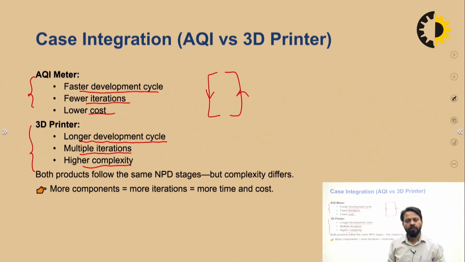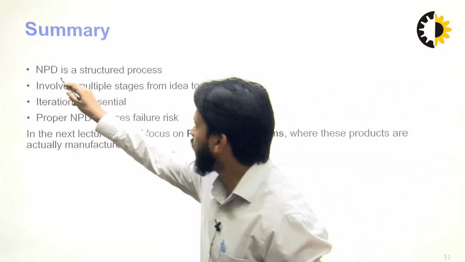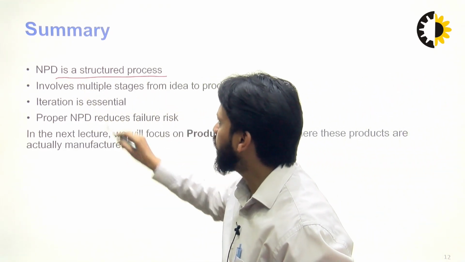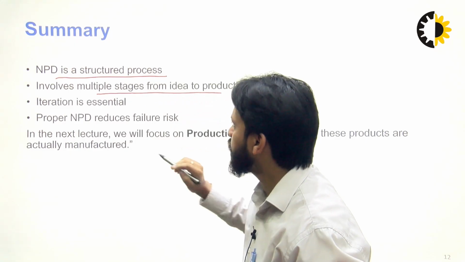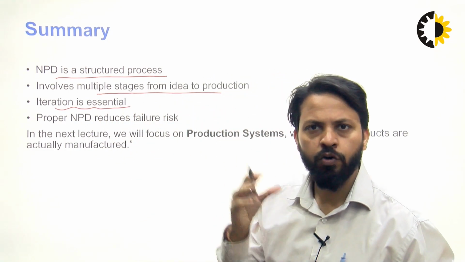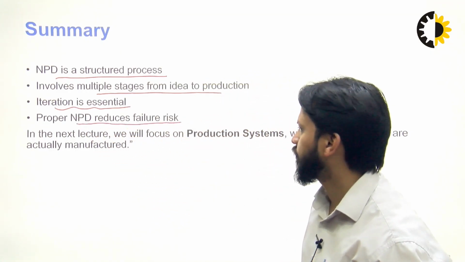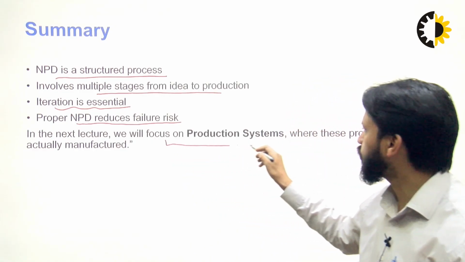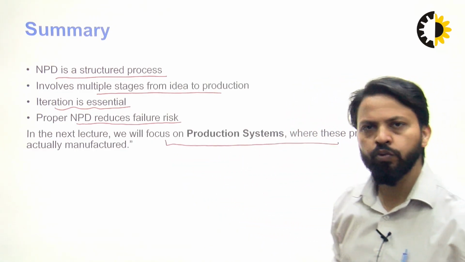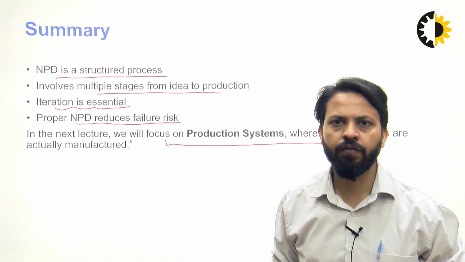So the whole process you have to understand in the context of idea generation. This is the summary of that lecture. We started with the structured process of NPD. It involved multiple stages. Iteration is essential to refine your product, and proper NPD reduces failure risks. In the next lecture, we will focus on production systems, how to turn that prototype into a final product with different types of production systems.